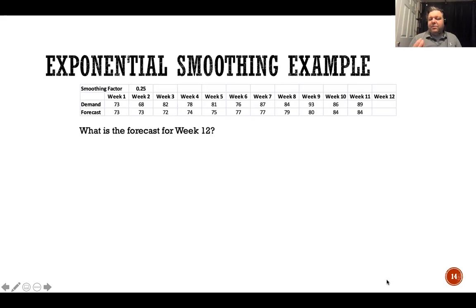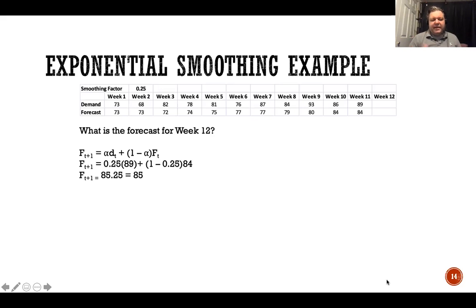So the question is, what's the forecast for week 12? Well, it's pretty easy just to put the numbers into the equation. So the forecast for week 12 is the alpha times the demand for week 11 plus 1 minus the alpha times the forecast for week 11. And we know what those are. The forecast is 0.25 times 89. That was the demand for the previous week. Plus 1 minus the alpha, 0.75, times 84. That was the forecast for the previous week. And we have 85.25. And here I rounded down, 85.